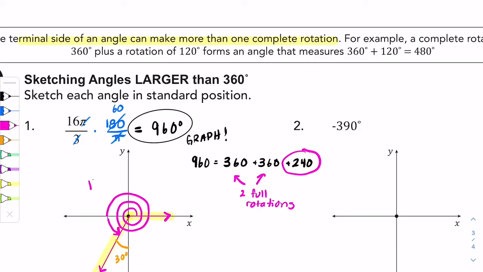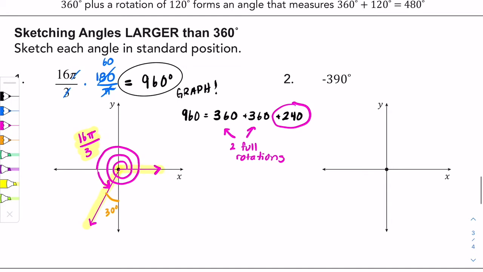And when I indicate what it is, I indicate in terms of radians. Okay, so make sure you indicate the number of rotations. So 1 rotation, 2 rotations, a remaining 240 degrees. And that's all found right here.